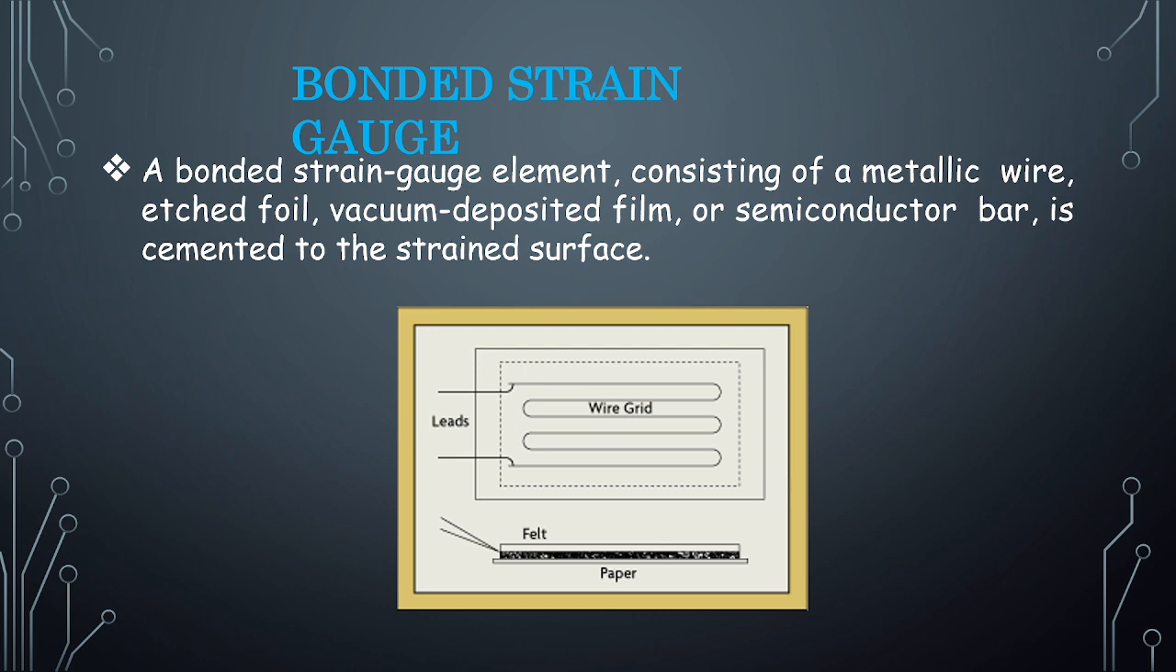Next, bonded strain gauge and unbonded. Bonded means one particular capsulation will be there, and in that capsulation this strain gauge will be made inside. The leads and the wire grid will be very thick, so that no disturbances will be there. So this is bonded.